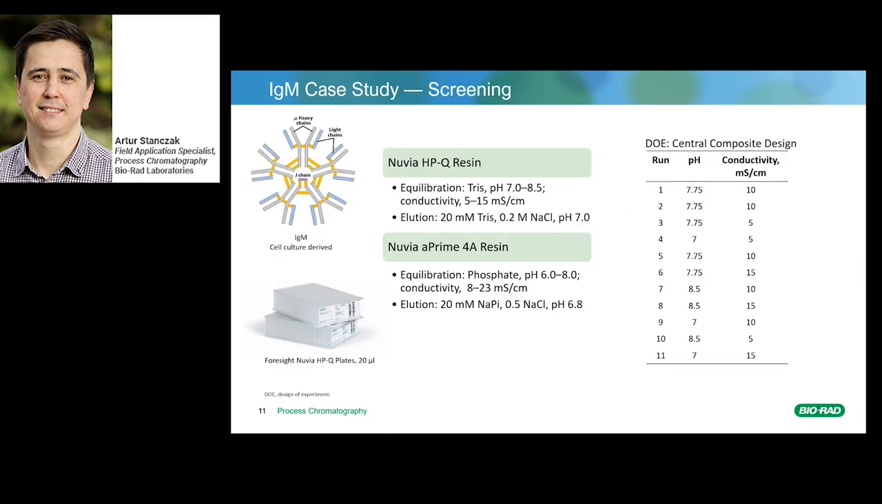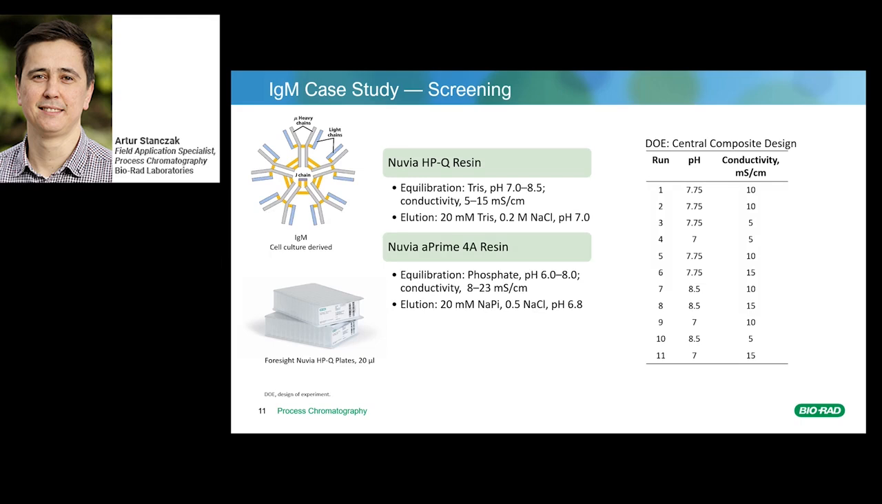As the first step, the DOE was conducted in order to learn about the design space. This is especially important if you are testing mixed-mode resins such as Nuvia E'4A. Central composite design was selected and purification was done on a commercially available 96-well plate, pre-filled with 20 microliters of resin per well. Two factors were tested, the pH and the conductivity.